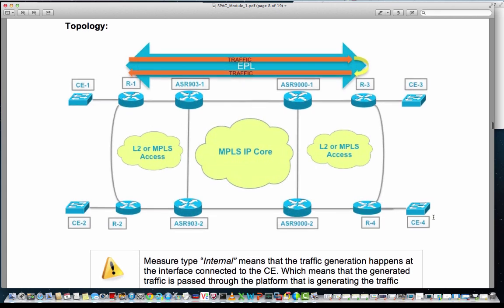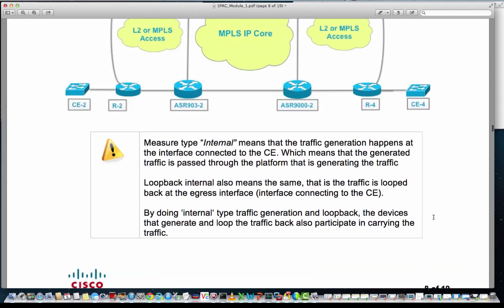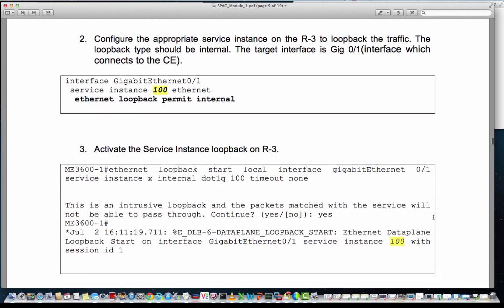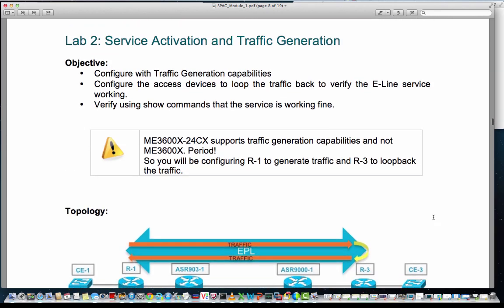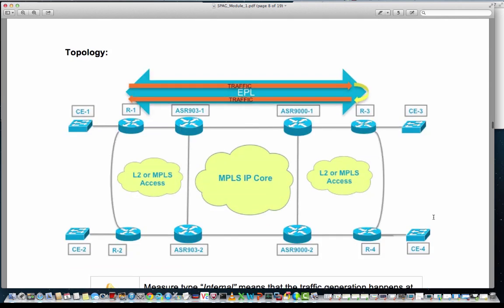Once the real-time traffic is tested on the EPL service before you hand off to the customer, what you would do is configure Ethernet OAM. The Ethernet OAM helps you to monitor the EPL service that has been created.